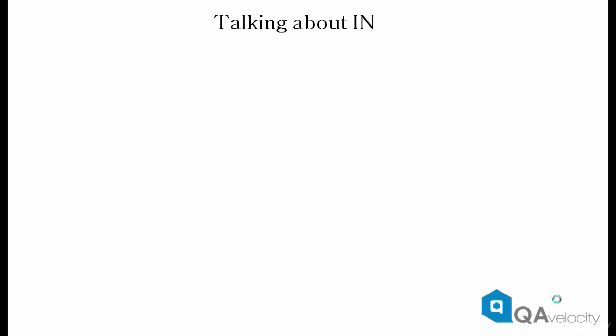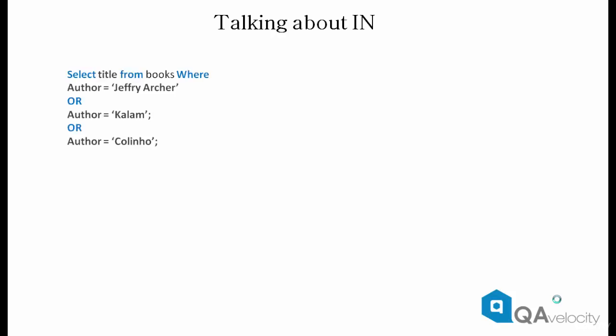Now what happens if Greg asks for books from multiple writers? Let's see the query. If you have noticed, we have to add multiple ORs for each of the authors. Select title from books where author equal to Jeffrey Archer or author equal to Kalam or author equal to Colino. I mean, you have to write multiple ORs for that.